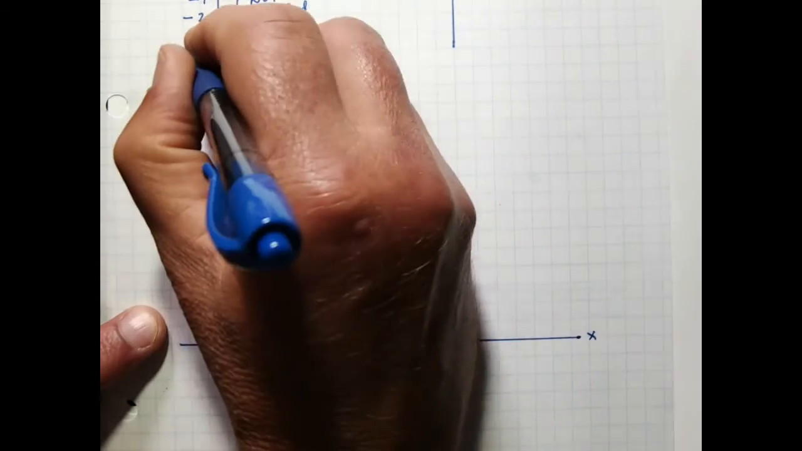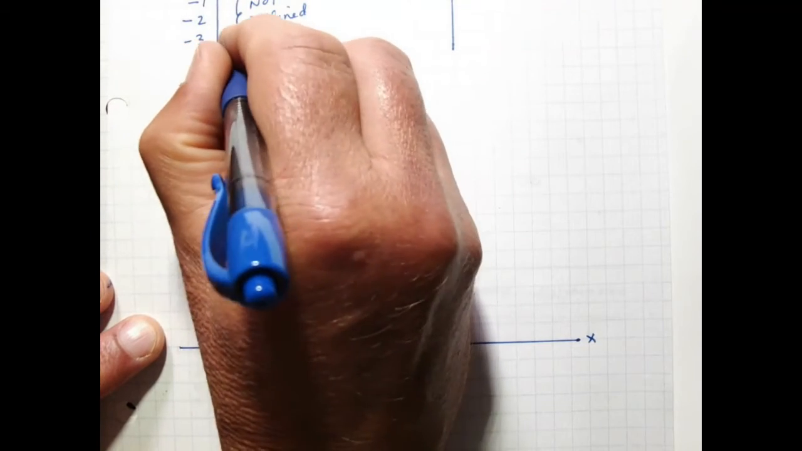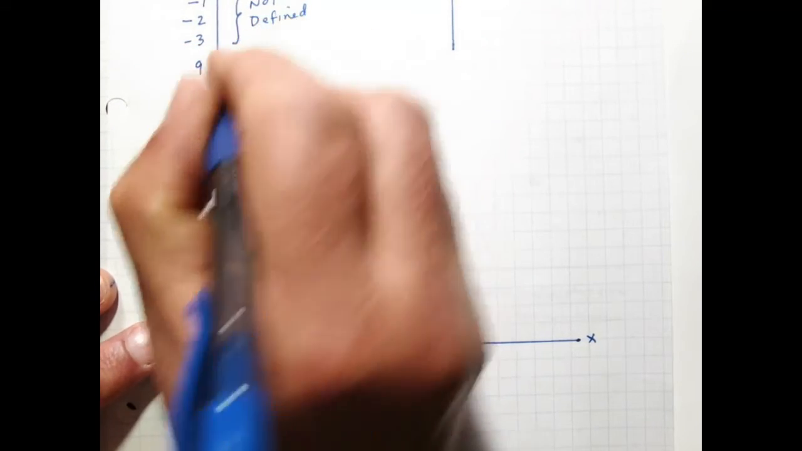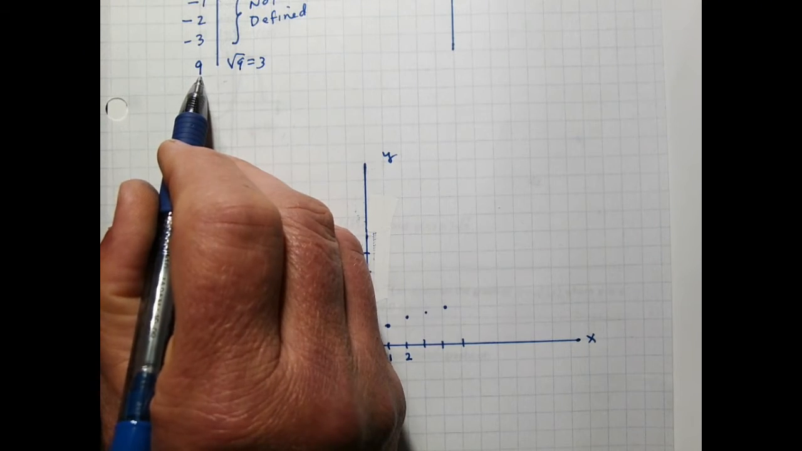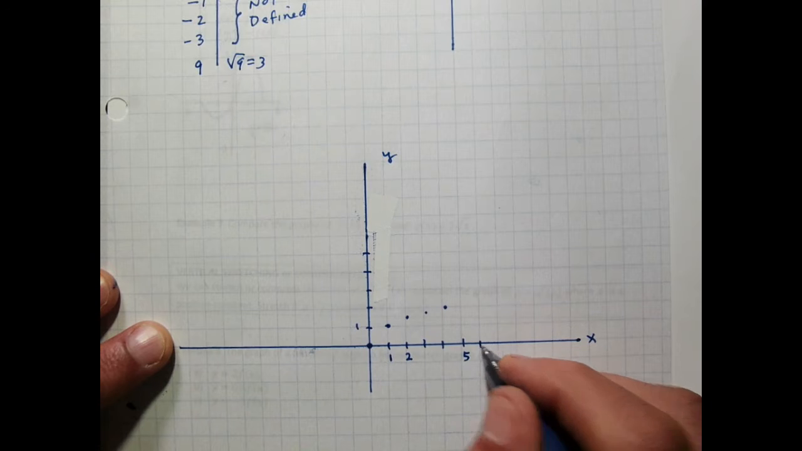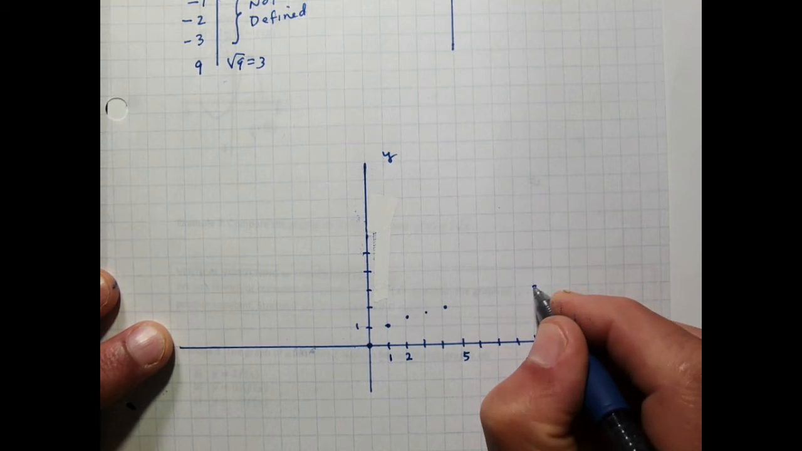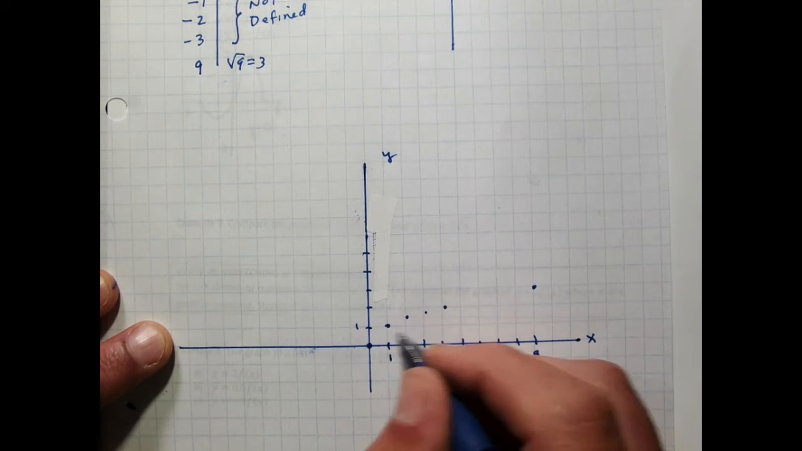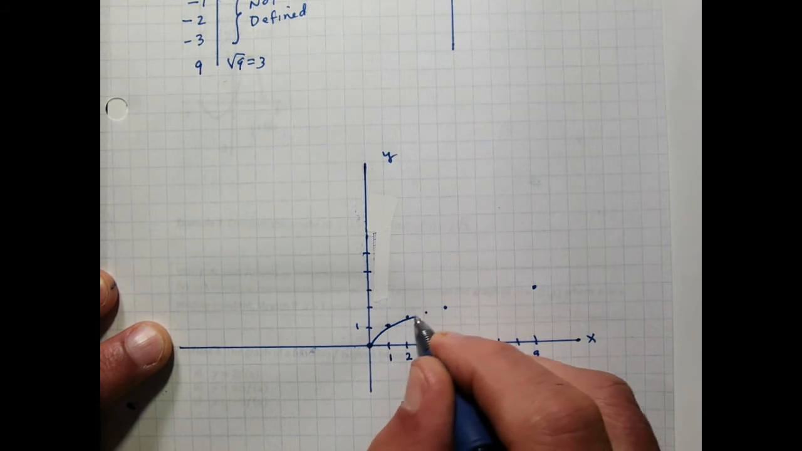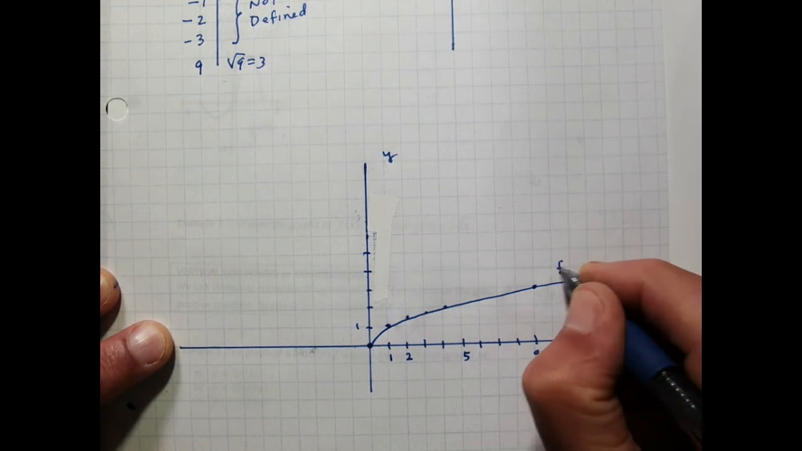And maybe I'm going to add a point on here. If I go all the way out to 9, square root of 9 is 3. That allows me to add an easy point on the graph. 9, 3. So 1, 2, 3, 4, 5, 6, 7, 8, 9, 3. That just gives me something to aim at here when I go around this curve. There we go. So there's a graph of f.